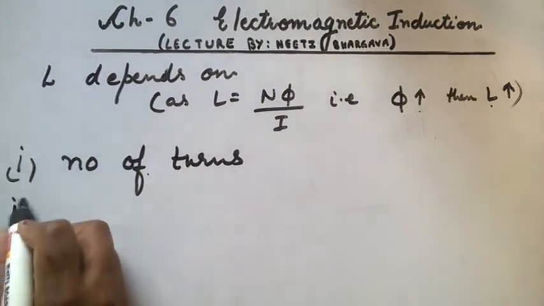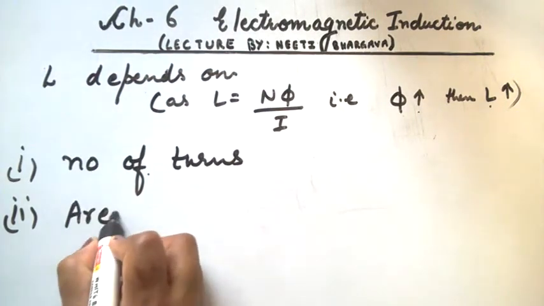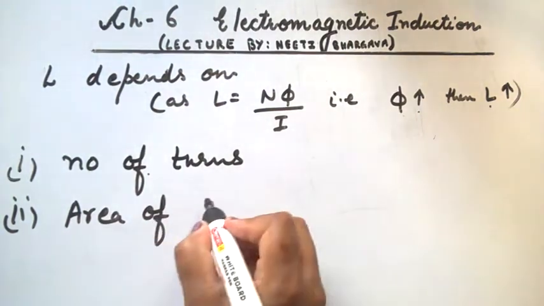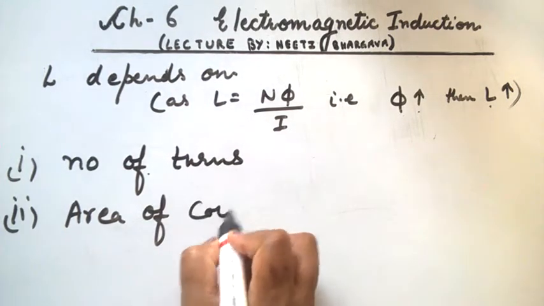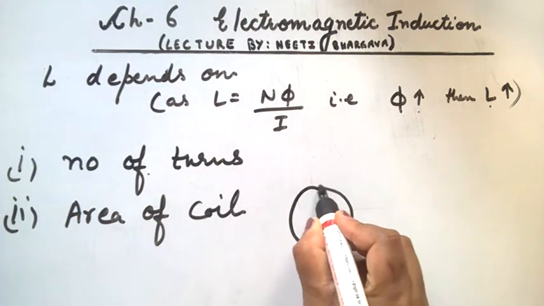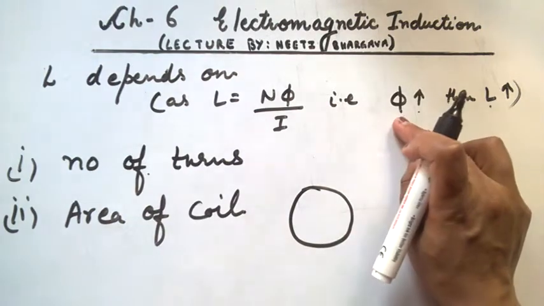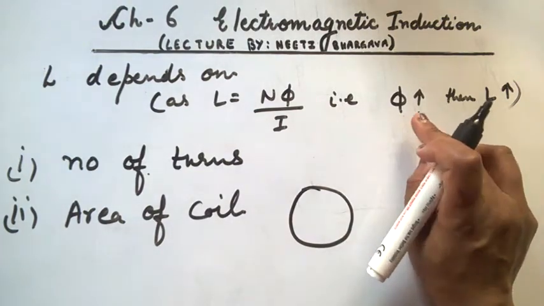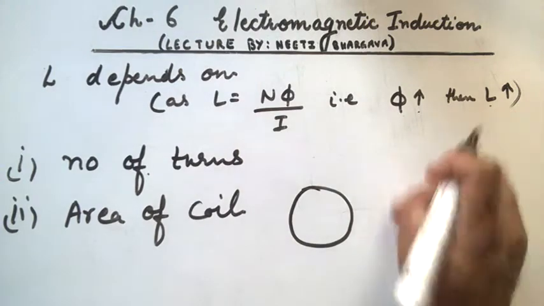It depends on the size of a coil, that is on the area. If the area is a circle or a sphere, if it is spherical in shape, then the change in magnetic flux or induced EMF will be more. Thus, magnetic flux will be more. The change in magnetic flux will be more. Because of that, self inductance will also be more.